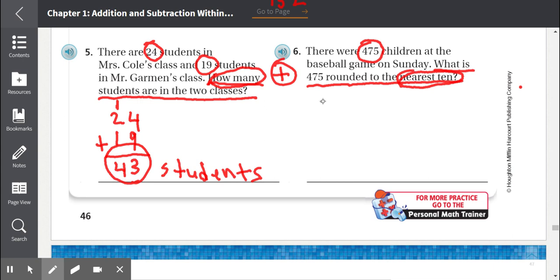475, the nearest tens are 470 and 480. Now 475 is exactly in the middle. It's directly in the middle of 470 and 480. Since it's exactly in the middle, we round up to the bigger number. So 475 rounded to the nearest 10 is 480.